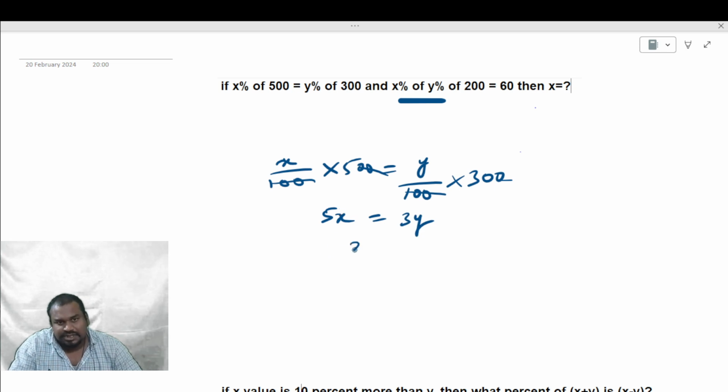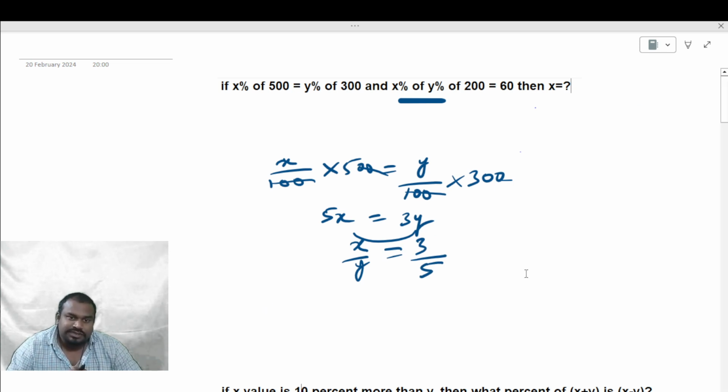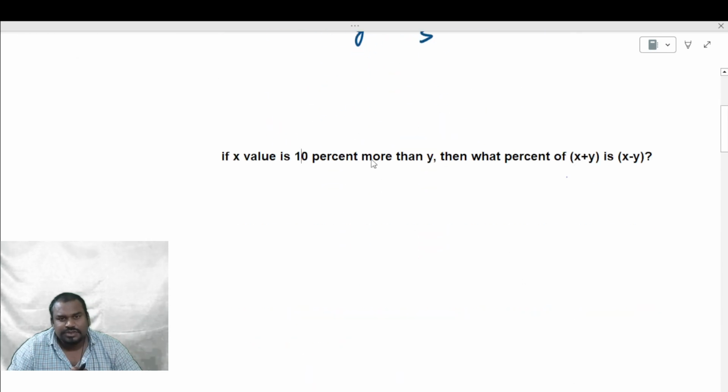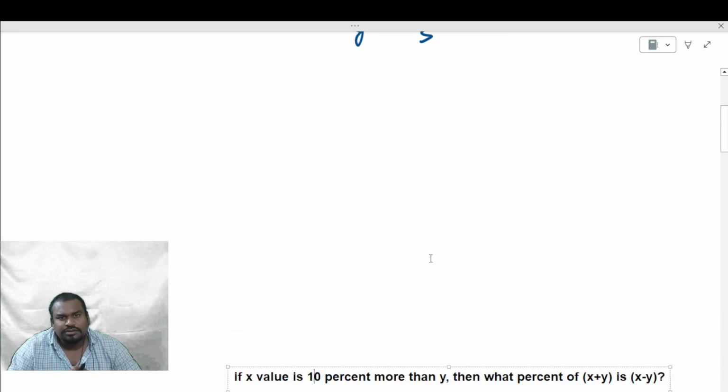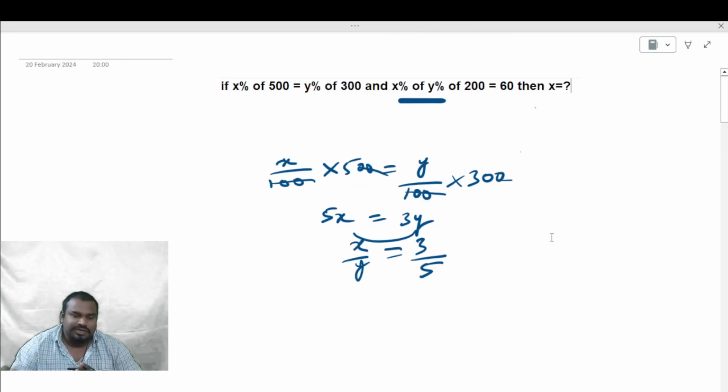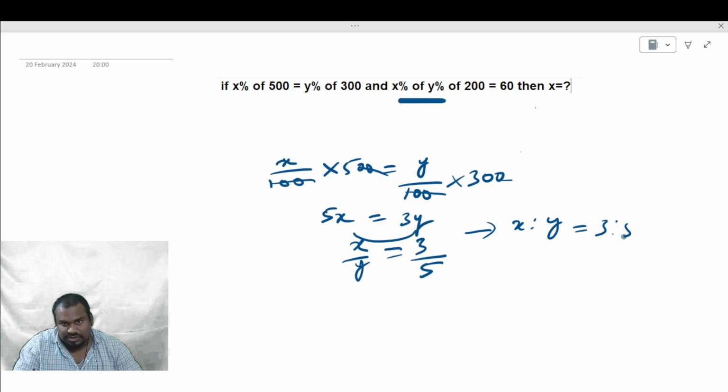5x is equal to 3y means x by y, I'm just taking this y this side so that I can get a ratio between x and y. That is nothing but 3 by 5. x by y is equal to 3 by 5, we got one relation. We will use this relation, means x is to y is equal to 3 is to 5. So we will use this relation and find out the value of x.